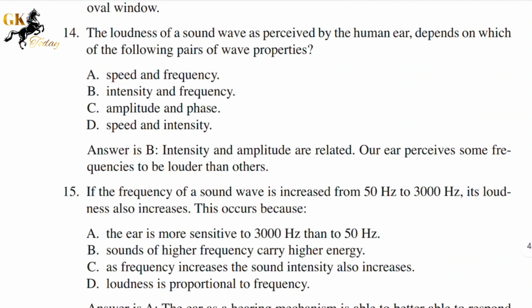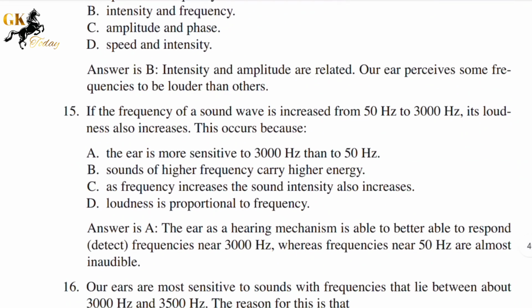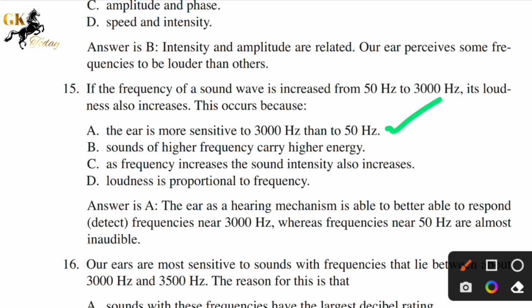The loudness of a sound wave as perceived by the human ear depends on which of the following pairs of wave properties? Speed and frequency, intensity and frequency, amplitude and phase, speed and intensity. Option B, intensity and frequency. If the frequency of a sound wave is increased from 50 Hz to 3000 Hz, its loudness also increases. This occurs because the ear is more sensitive to 3000 Hz than to 50 Hz. Option A.